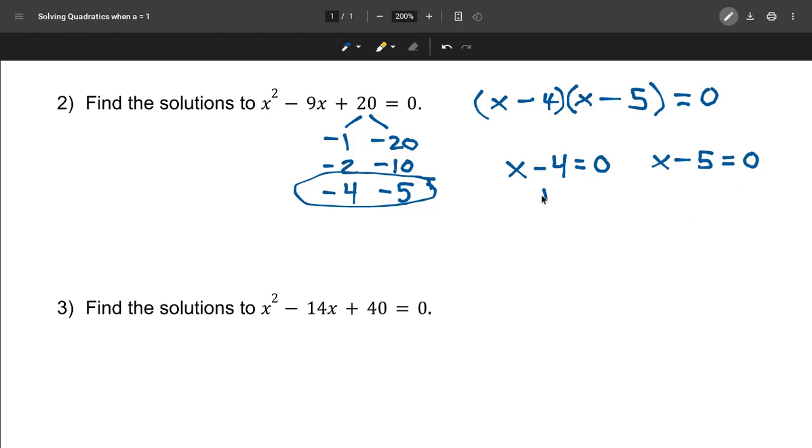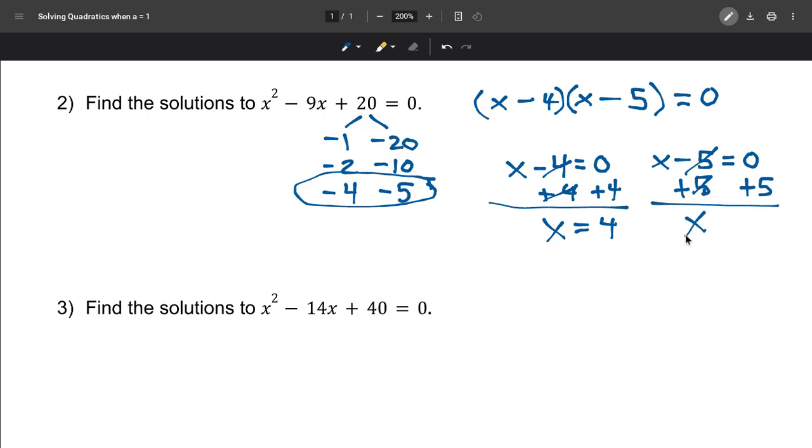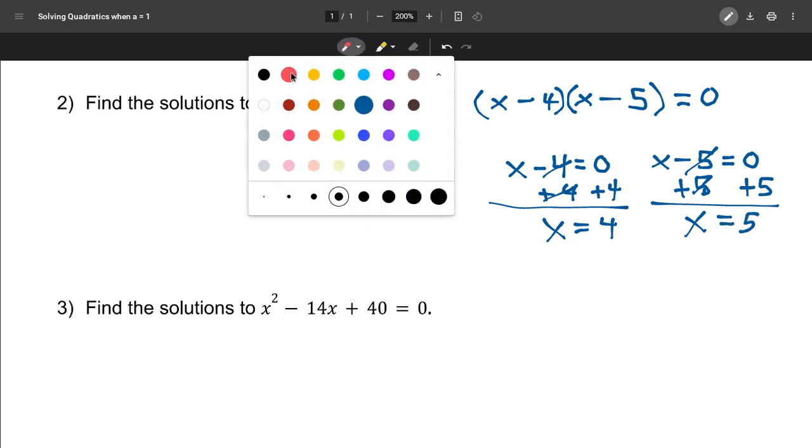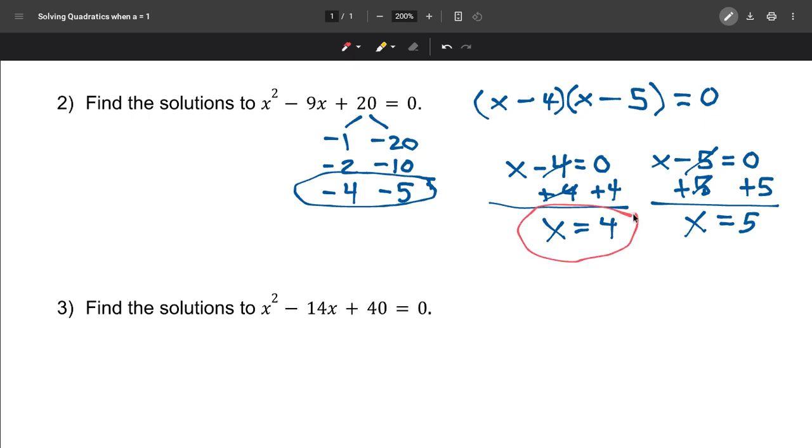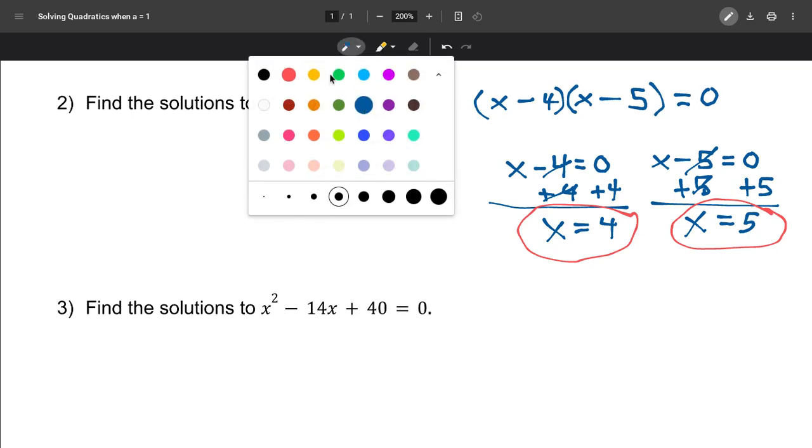I then can add 4 to both sides here. Four minus 4 is 0. So I get x equals 4. I can add 5 to both sides here. Five minus 5 is 0. So I get x equals 5 here. So my two solutions are x equals 4 and x equals 5. Okay, let's go on to the next one.